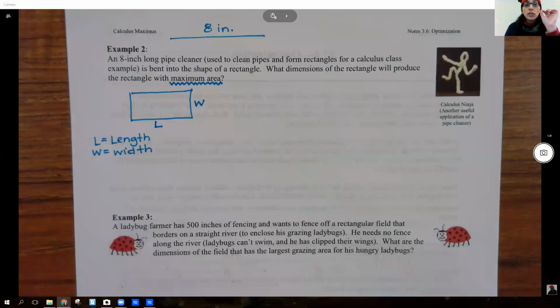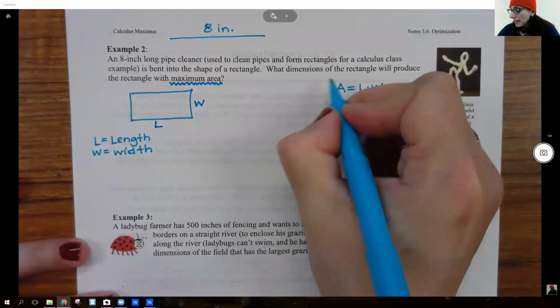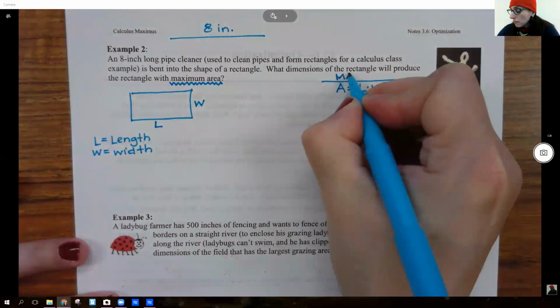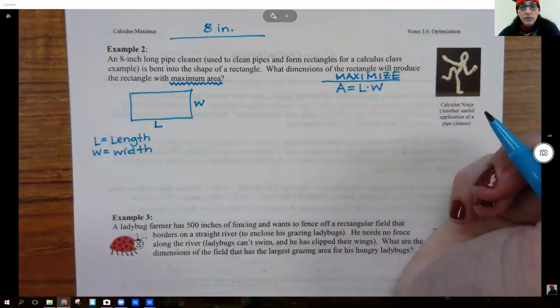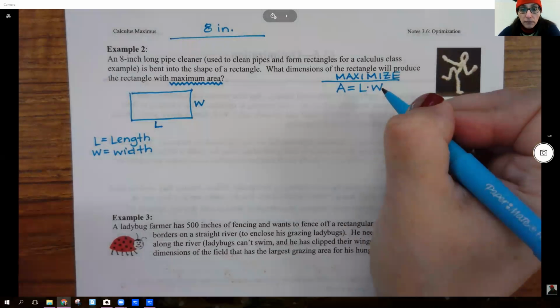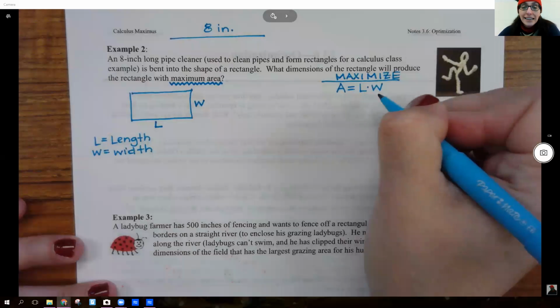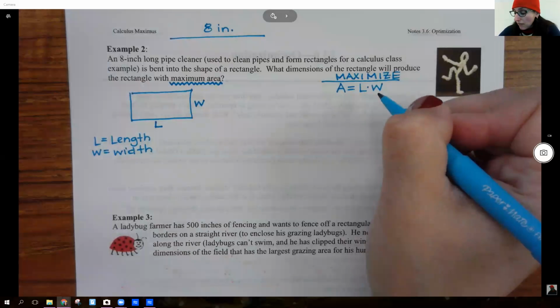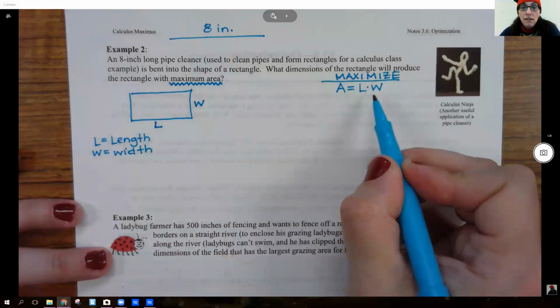All right, so we are trying to maximize the area. So A equals L times W. This is the thing that we are maximizing. The area formula is what we end up taking the derivative of, setting it equal to 0. But right now, you've got 2 different variables. So I need another equation from the given information that's going to help me get this into one variable.